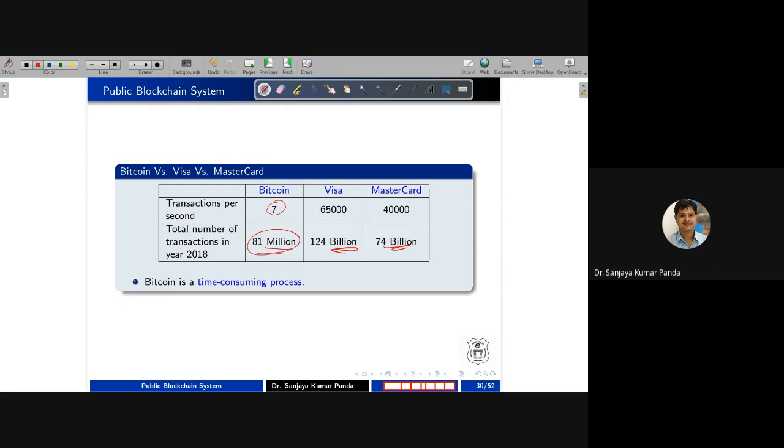So what we can learn here is that, as I mentioned, every transaction needs a minimum of 10 minutes to confirm. So it is a properly time-consuming process.